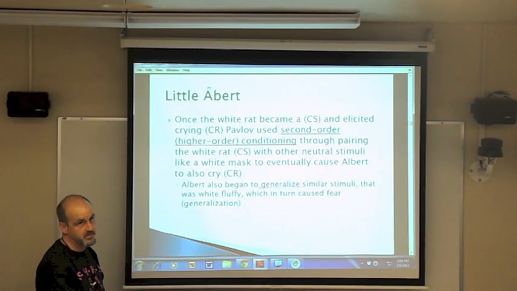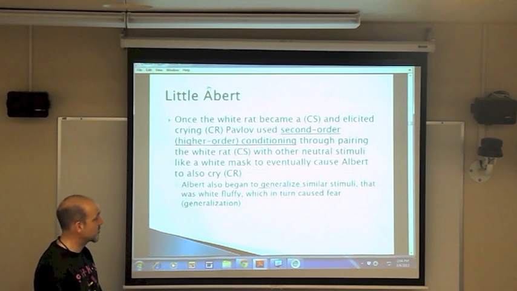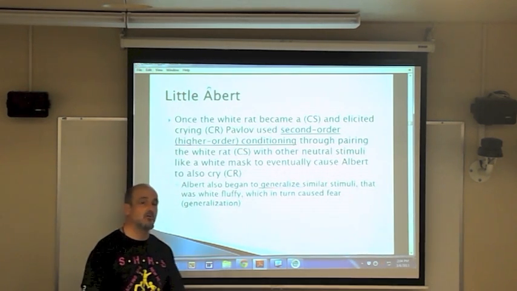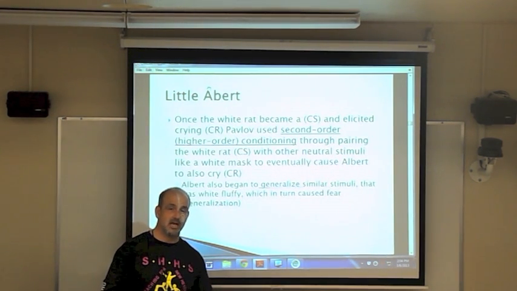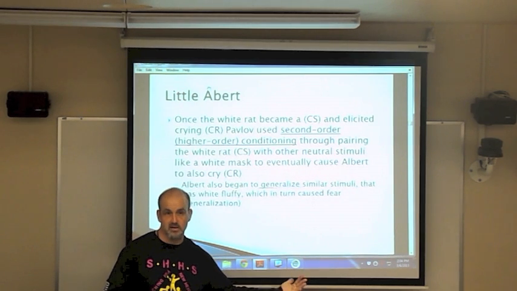Now, Albert also began to generalize between similar stimuli. Remember generalization. Generally speaking, they're the same. So he became scared of anything that was white and fluffy, which was kind of the unethical part, because there's a lot of things white and fluffy. So in other words, little Albert, generally speaking, cried anytime he saw something white and fluffy.